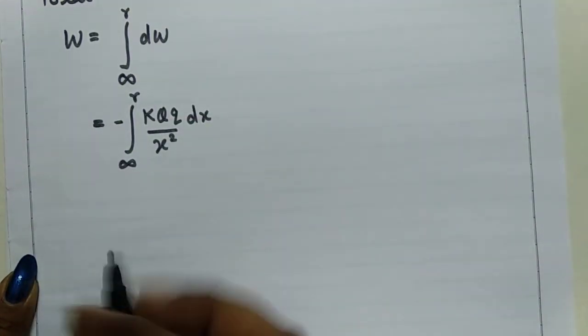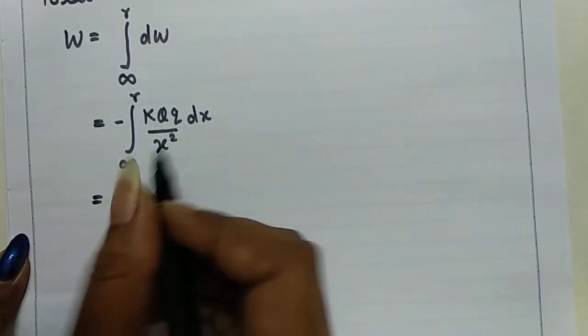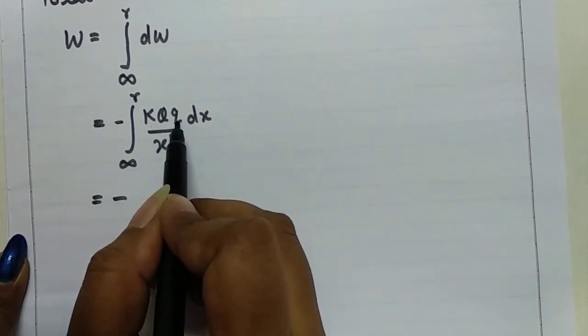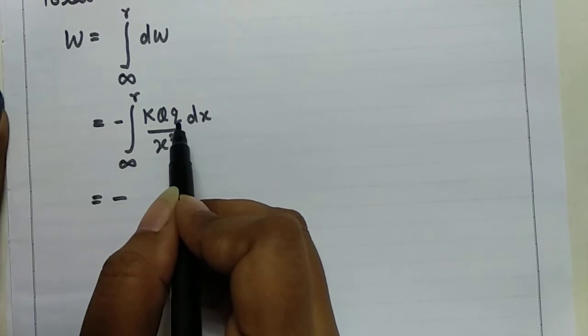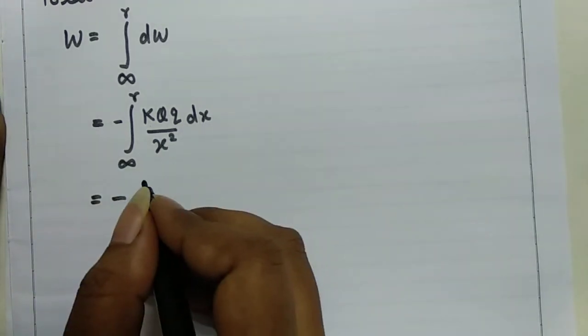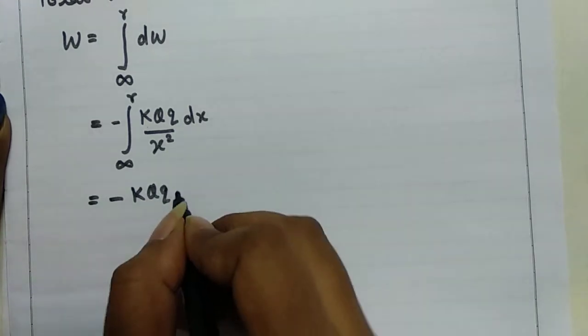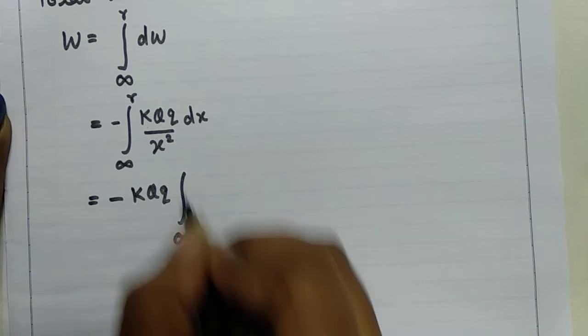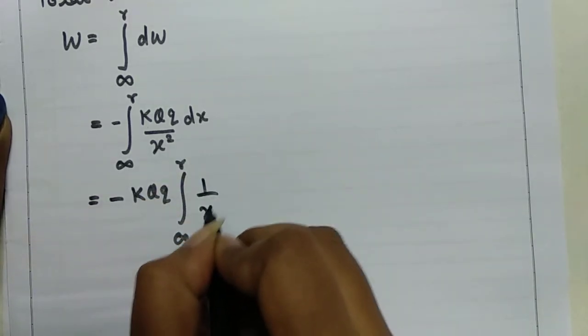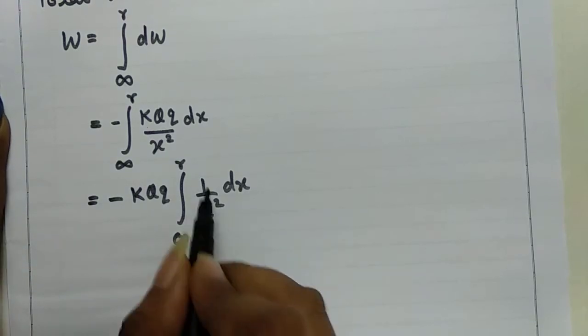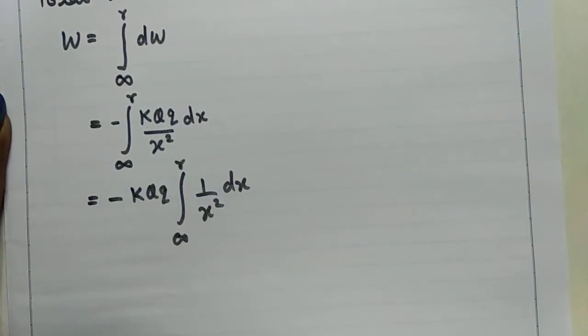Now I will take all the constant terms out. This K is constant, this Q is constant, the source charge, and our test charge value was also constant. It was a unit charge, so it will also come outside the integration. So I'll write K capital Q small q, integration infinity to r, 1 upon x square dx. What is the integration of 1 upon x square? It is minus 1 upon x. So I'll substitute that value.